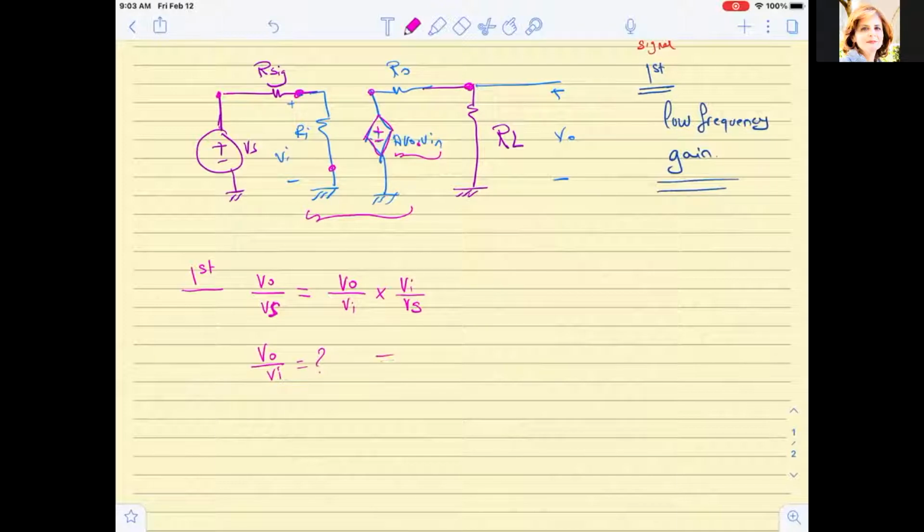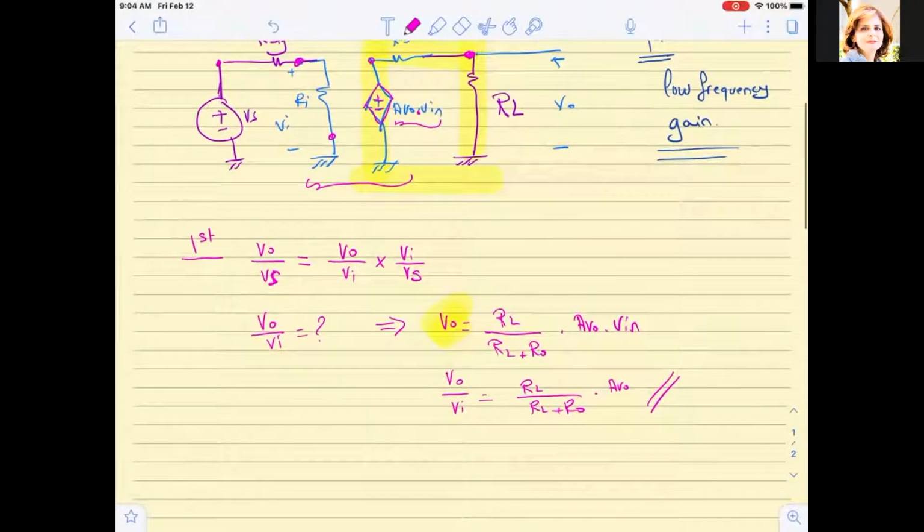To solve for VO over Vn, we need to look at the output network. So I know that VO is equal to RL over RL plus RO times AVO times Vn. Okay, so to solve for VO over Vn, I start by solving for VO as a function of the network here, because I know that VO is some voltage divider function of AVO times Vn. This should be clear to you, right? So this tells me that VO over Vn is equal to RL over RL plus RO times AVO.